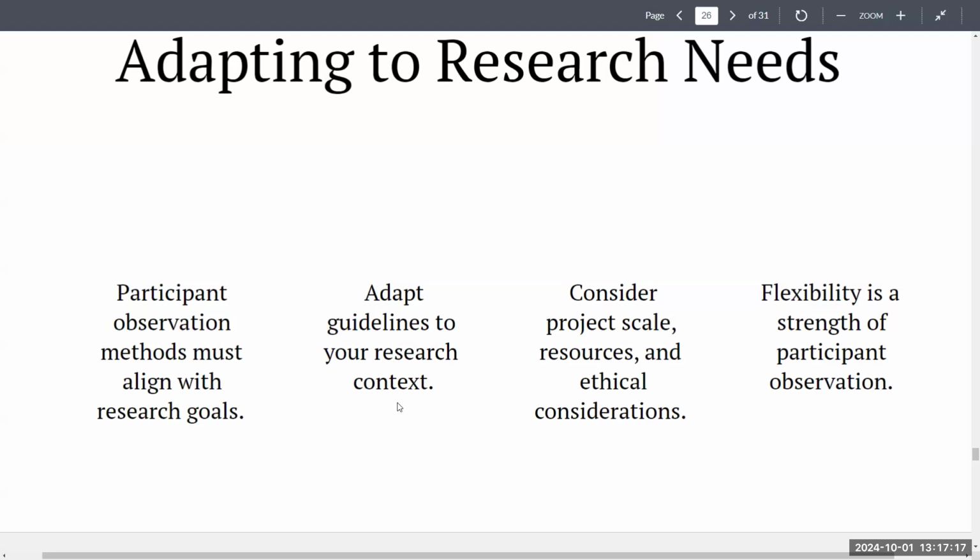Adapt the guideline of your research to context. Each study will have its own contextual factors that should shape how the participant observation is conducted. Consider the project scale, the resources, and ethical considerations. So you have to take into account the project, the available resources, and any ethical challenges that you might face as you're doing this. And finally, flexibility is the strength of participant observation. You have to be able to adapt and you have to be flexible.